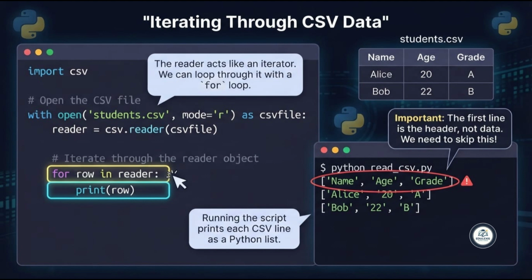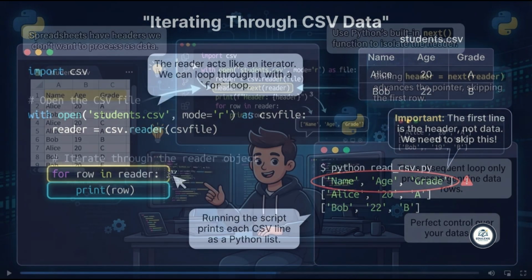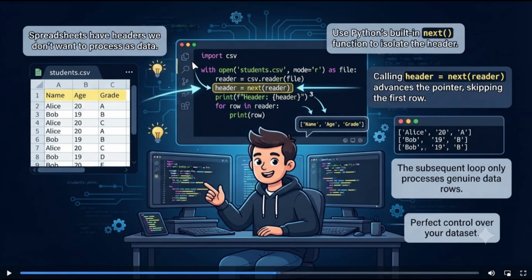However, notice something important. The very first line printed out contains our table headers like name and age, rather than the actual student data. Let's fix that. In most spreadsheets, the first row describes what the columns mean. If we are performing math or extracting records, we don't want to process these column names as actual student records. To isolate them, we use Python's built-in next function.